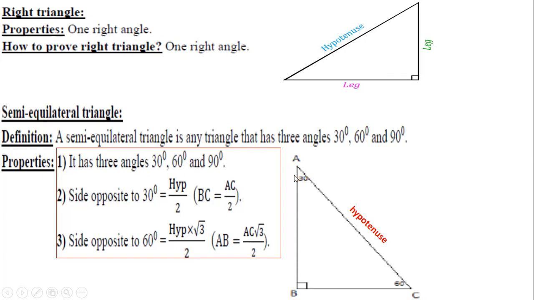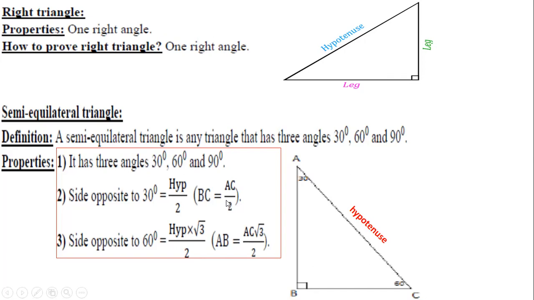Now, the side opposite to 60 degrees. This is the 60 degrees. The side opposite to it is AB. So if I wanted to find the measure of AB, we use the rule which is the side opposite to 60 degrees, which is AB equals hypotenuse radical 3 over 2. And as I said, if the hypotenuse is 8, then 8 radical 3 over 2 gives me 4 radical 3.